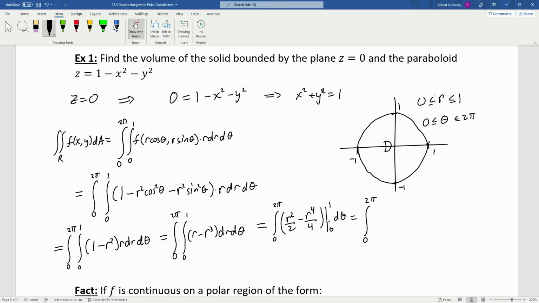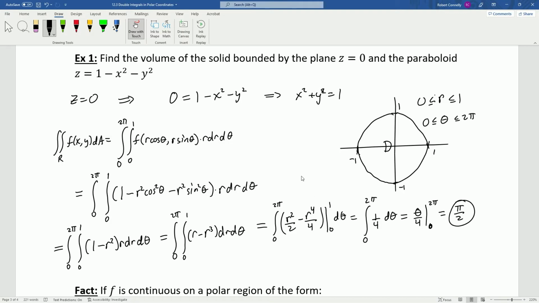Okay, so we're evaluating this from 1 to 0. So when I plug in at 1, I get 1/2 minus 1/4, which is 1/4. When I plug in 0, I just get 0. So this is 1/4 d theta. That gives me theta over 4, evaluated from 0 to 2 pi. And that's just going to be pi over 2. All right, that's it for that one.